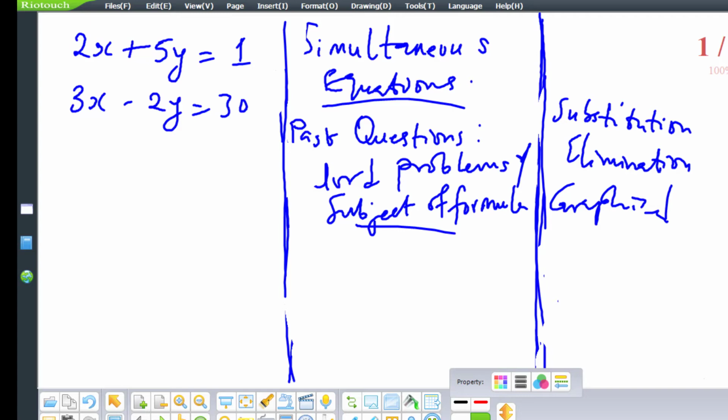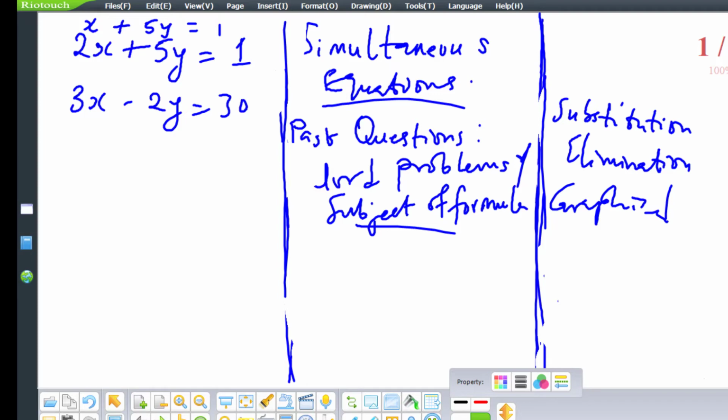Now, substitution method is best used when any of the variables we have has a coefficient of 1. For example, instead of having 2x plus 5y, if we have something like x plus 5y equals to 1, substitution method will be easy to use, because we just say that let x equals 1 minus 5y, and that will form our equation 3.